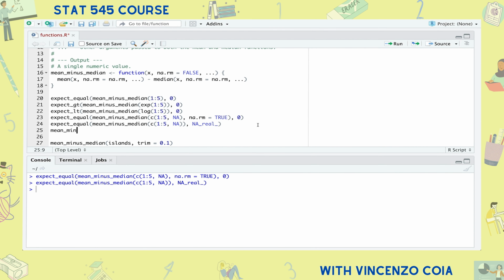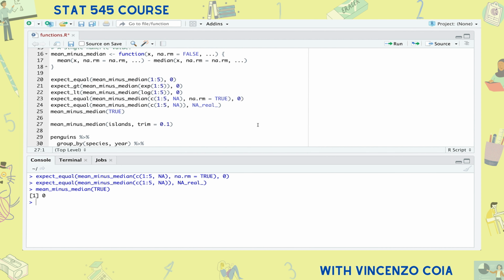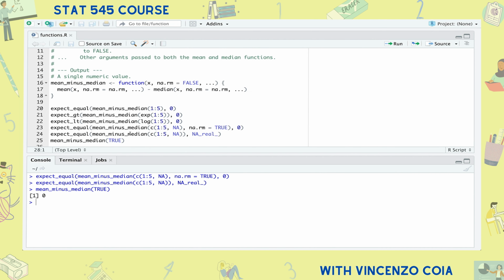Okay, so your function seems to be calculating correctly. Now it's time to attack your function. Try putting in nonsense and see if your function handles the situation correctly. I hope to get an error if I input a logical value, but I don't. This is easy to fix.